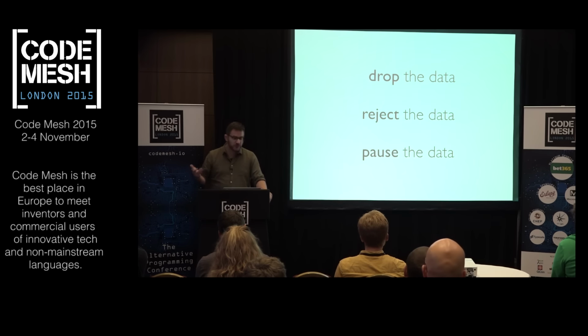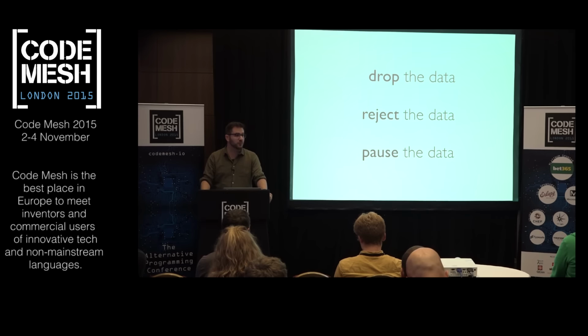And so the 3 things we can do are we can drop the data, or simply get rid of it the moment that it shows up and we can't handle it. We can reject the data, which is to say drop the data and respond back to the producer that we dropped it. Or we can pause the data, which is to say to the producer, we can't handle this right now. I'll let you know when we can.